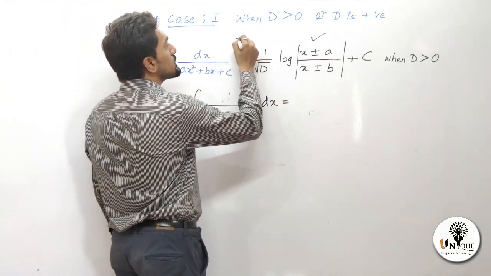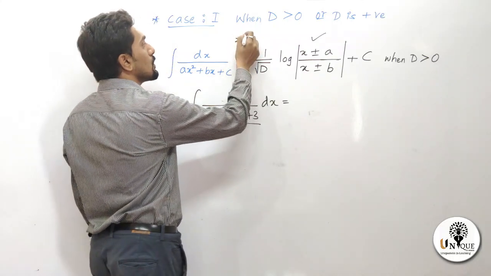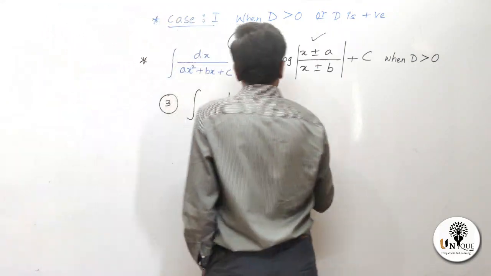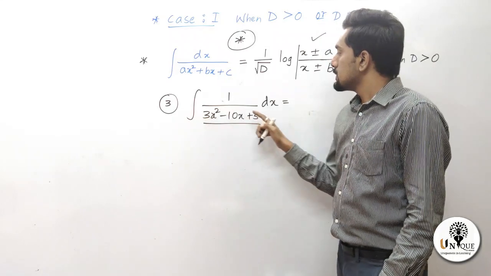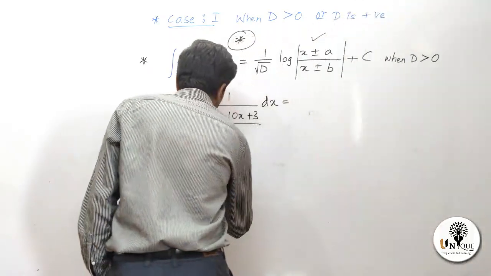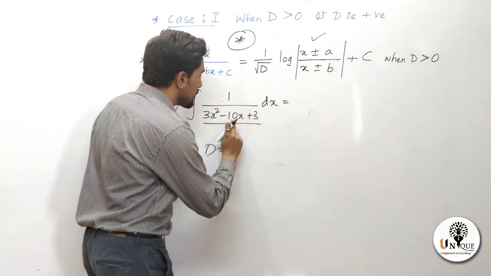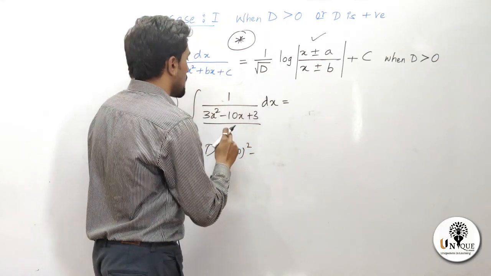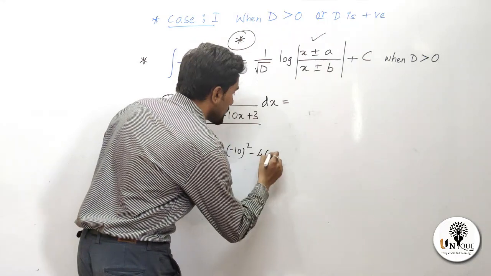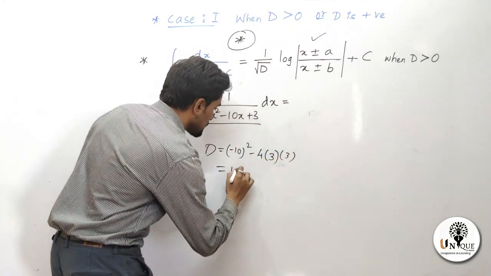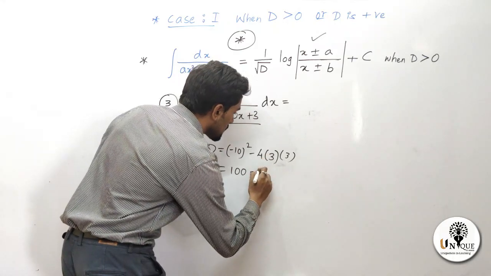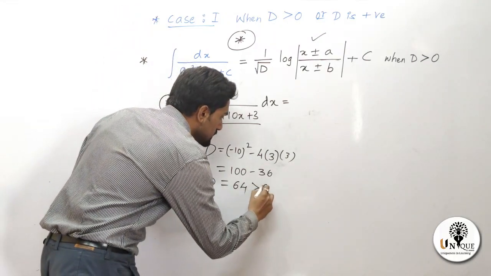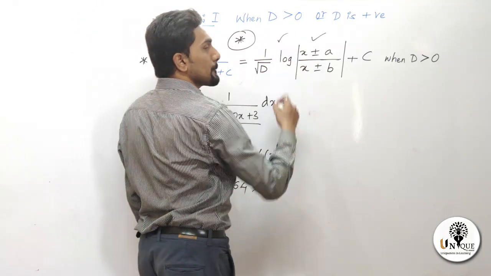So guys, please remember this formula to solve these types of problems in a fraction of seconds. Okay, so the D will be equal to B square minus 4AC. B is minus 10, that is minus 10 whole square, and 4AC: 4 into A is 3, C is 3. So 100 minus 4 3s, 36, that is 64. 64 is greater than 0. So we have to choose this formula.